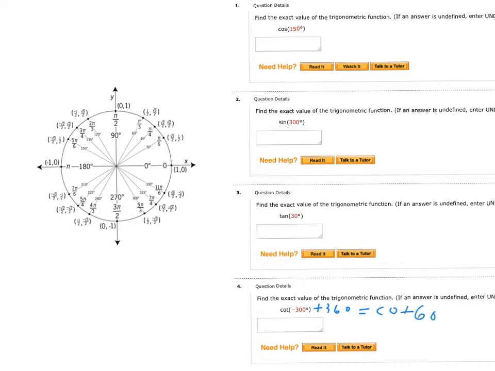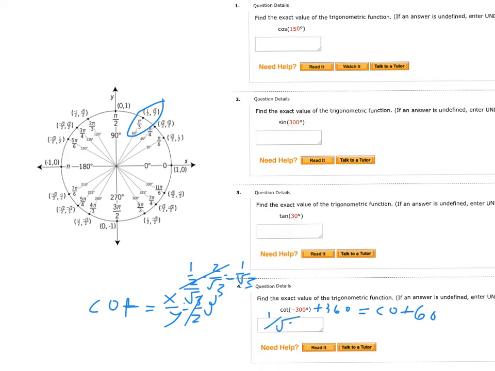cotangent of 60 degrees. So I go to 60 degrees now, and I know that cotangent equals x over y. And so I'm going to do my x value, which is 1/2, over rad 3 over 2. I'll go ahead and multiply by the reciprocal there, so 2 over rad 3. And I end up with 1 over radical 3. You could rationalize that denominator, but on these ones, they do allow you to write it with the unrationalized denominator, so you can just leave it like that.